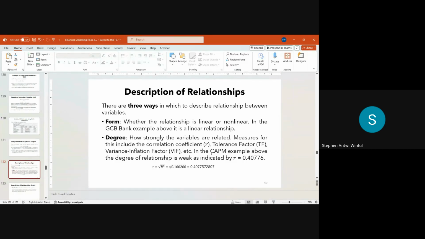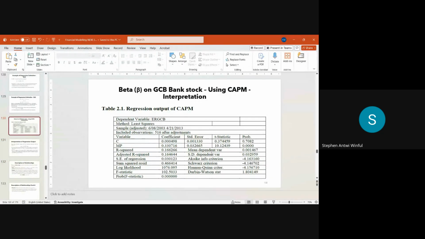In the estimation above, if you look at the output, you can't see any R here, but we have R squared. Remember in your quantitative methods, you learned that R squared is called the coefficient of determination. That is found by squaring the correlation coefficient. True or false?